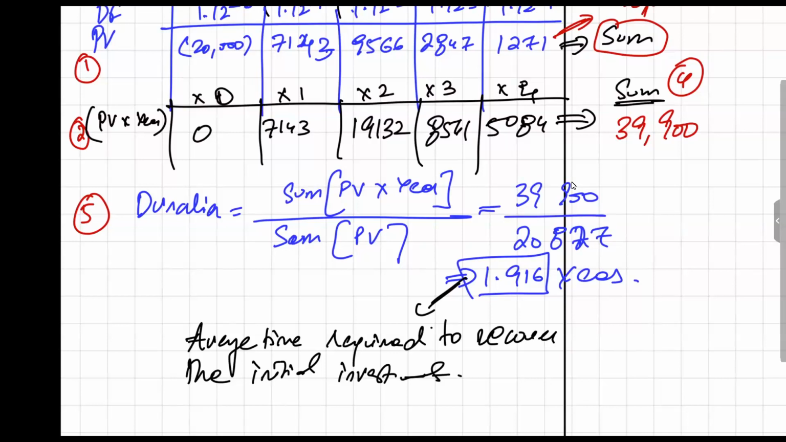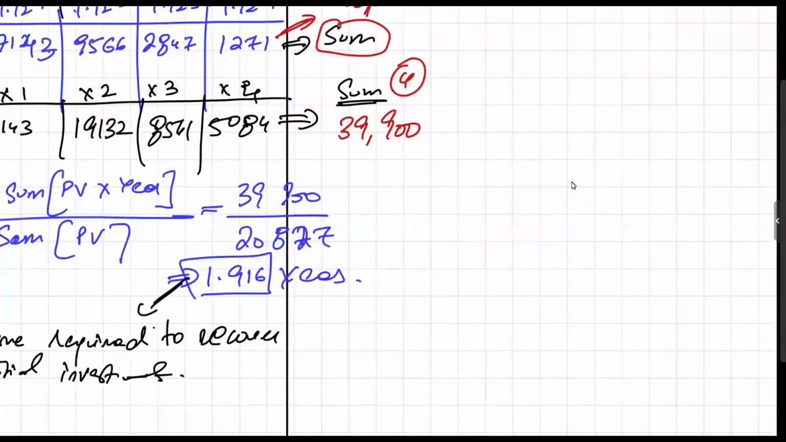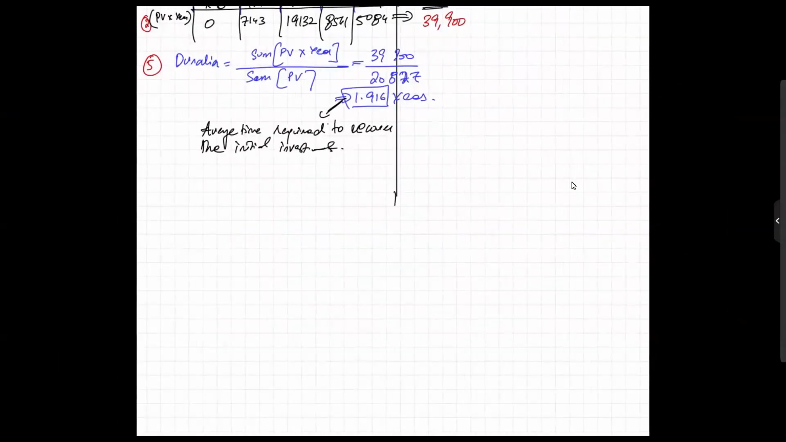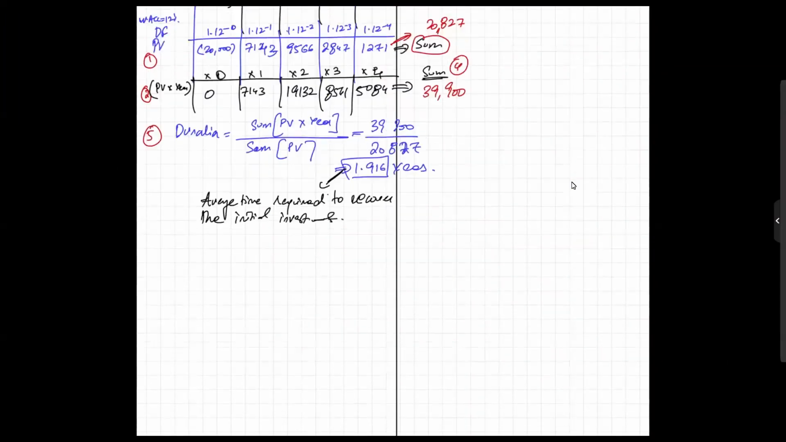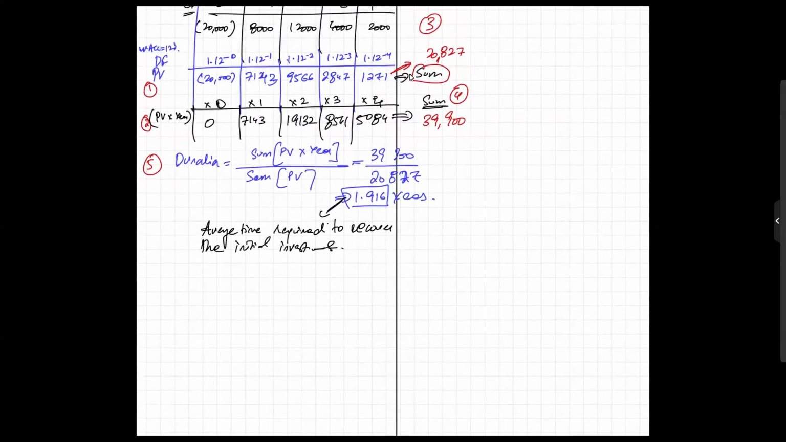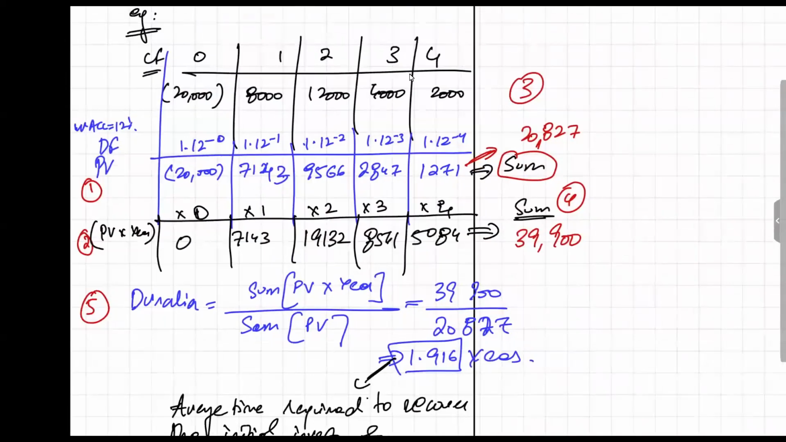Okay, does it make sense now? So this is the duration. It is the average time which is required to recover the initial investment, and this is established in terms of the present value. 20,827 is the sum of the present values.